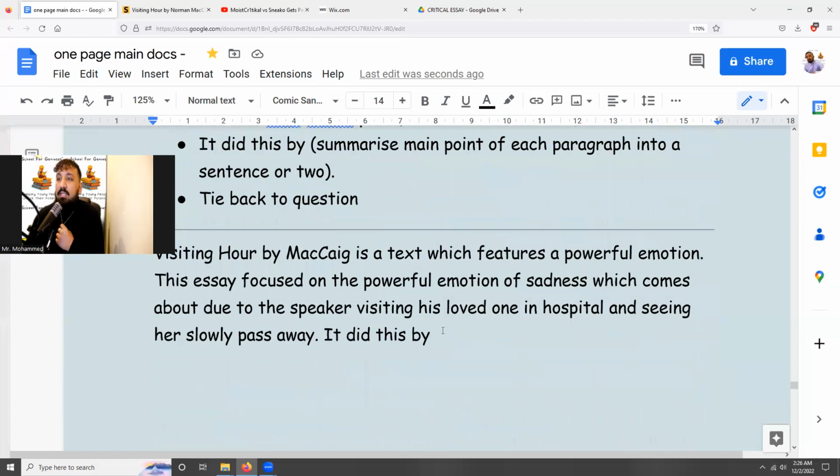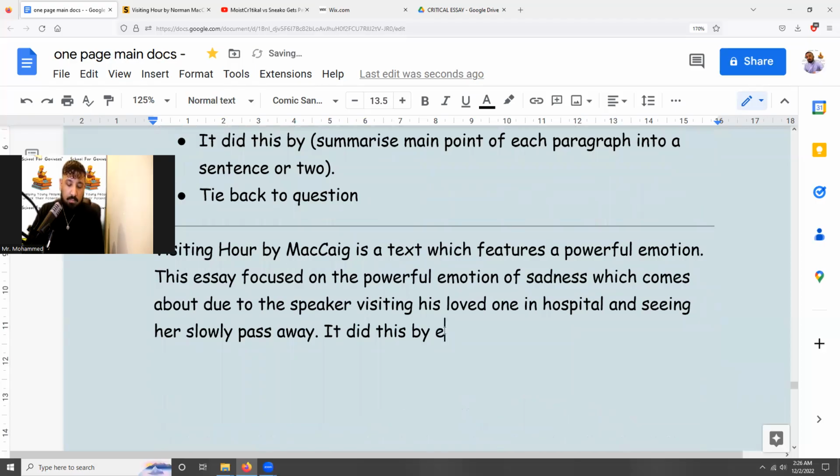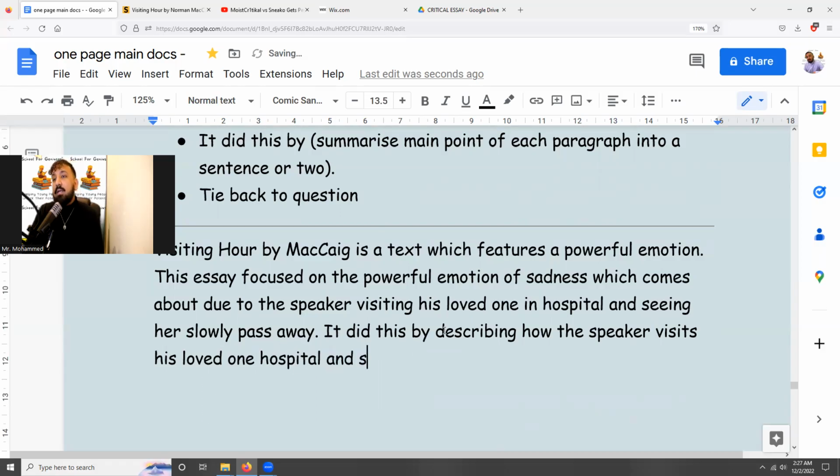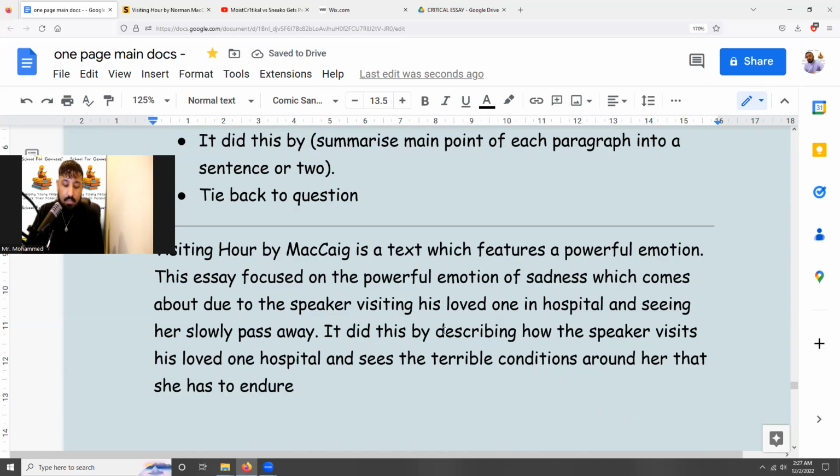Okay, so we just say it did this by, excuse me, it did this by describing how the speaker visits his loved one in hospital and sees the terrible conditions around her that she has to endure and that she cannot escape from.